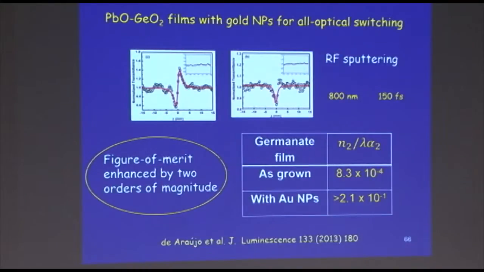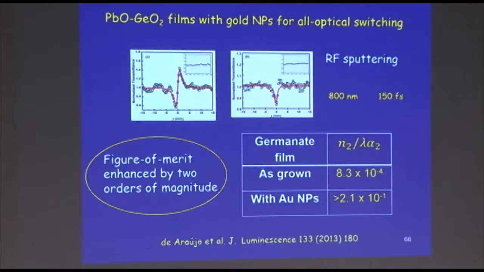There is what's called a figure of merit for all-optical switching. And this figure of merit is this coefficient here: N2 divided by lambda and divided by alpha-2. What does it mean? You want to have a large parameter like that. It means a large N2, small alpha-2. So the dream of people who do all-optical switching is to have a large number for that. And what I can show you here is that for the film without gold nanoparticles, this parameter is 8.3 times 10 to minus 4. And for the film with the gold nanoparticles, we have an increase of about 2 orders of magnitude. It goes from 8.3 times 10 to minus 4 to 2 times 10 to minus 1.